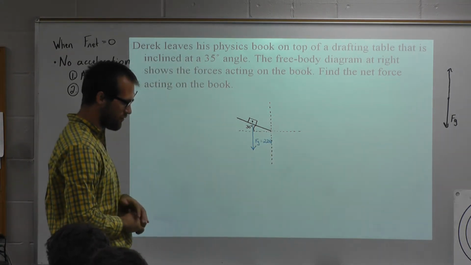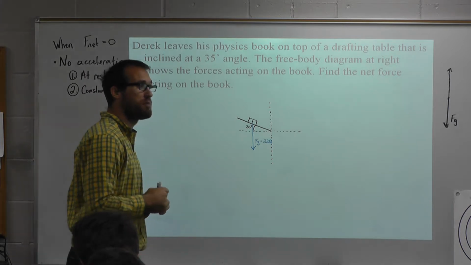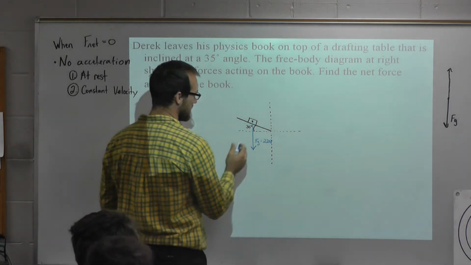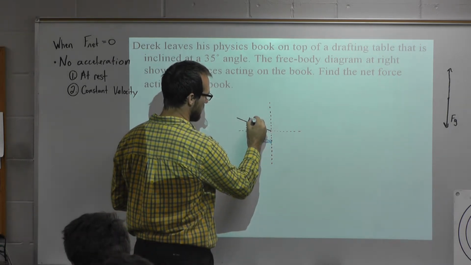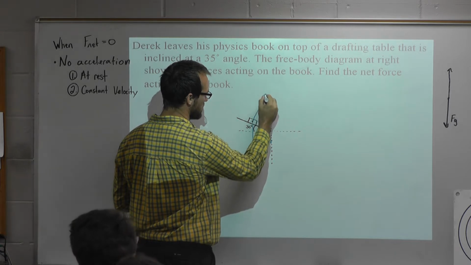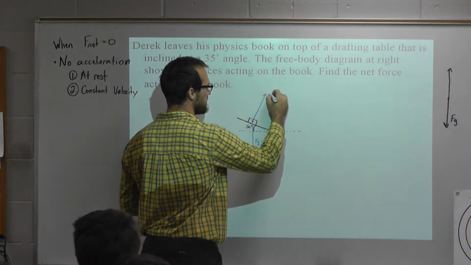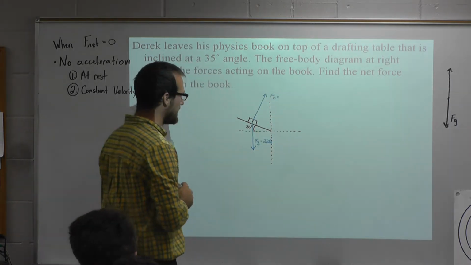What other force would be acting on it? Okay, the normal force, which is perpendicular to the surface. What would be the surface in this case? The axis right here, of the table. That would be perpendicular. It would be pushing perpendicular to that surface. That's your normal force, and that's going to be 18 newtons.